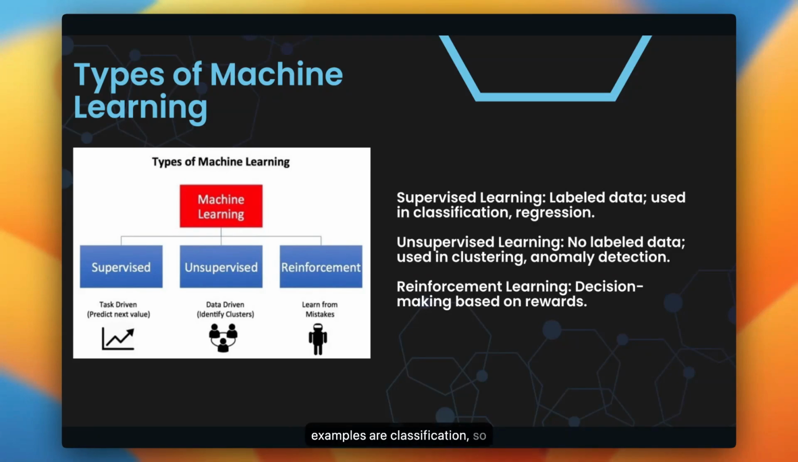Some examples are classification, so determining if an email is spam or not, and also regression, so predicting housing prices based on features like size and location. The next type is unsupervised learning.